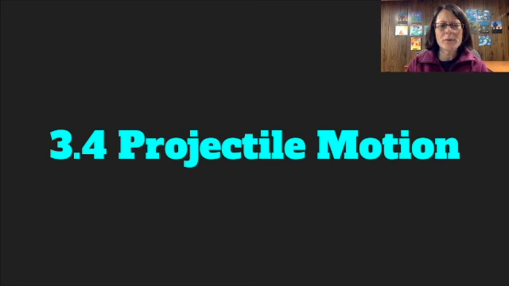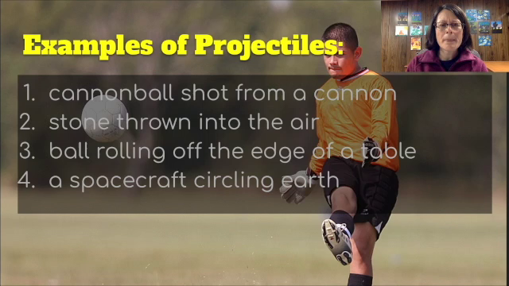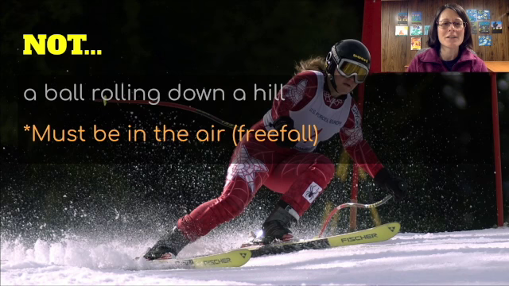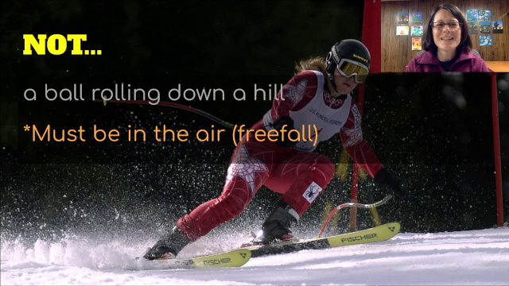So from section 3.4 in your books, projectile motion, some examples of projectiles are a cannonball shot from a cannon, a stone thrown into the air from a slingshot perhaps, a ball rolling off the edge of a table, or a spacecraft circling Earth. And you can see there I have a soccer player kicking a ball. That would also be a projectile. It is not a ball rolling down a hill because the projectile must be in the air.